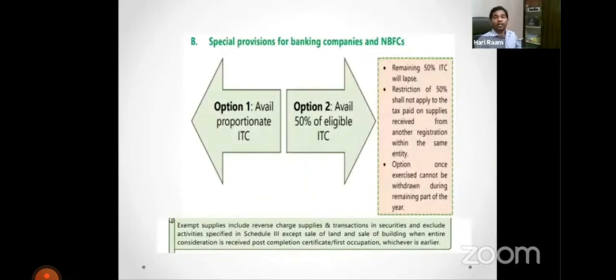Here is one more case: special provisions for banking companies and NBFCs. There are two options given to them. Either the first option, to avail the proportionate ITC, or avail 50% of eligible ITC. The remaining 50% will lapse. This is an option for them only, not a compulsion.